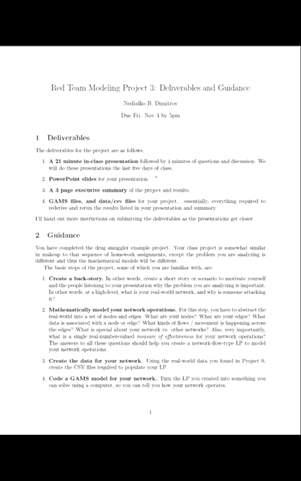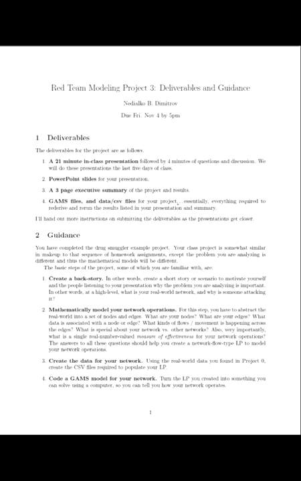As part of the deliverables, you'll hand in the PowerPoint slides for your presentation. And we'll post these online so that people in general can see the kinds of analysis that you've done. We'll also have a 3-page executive summary where you just describe the problem, the analysis that you did, and the general results that you got. And we'll post those executive summaries online as well.